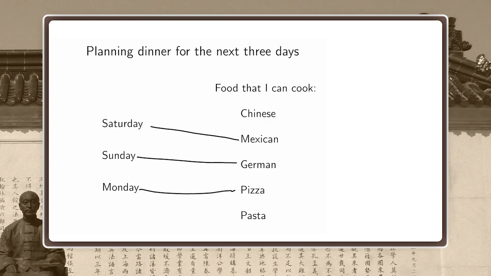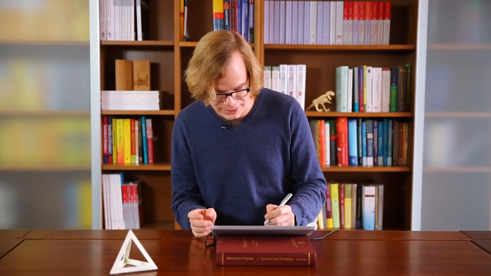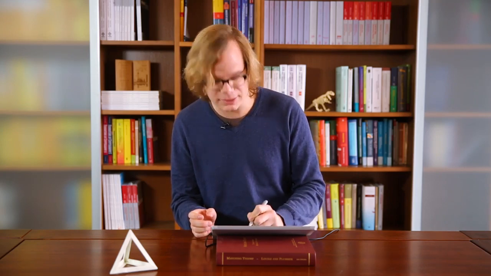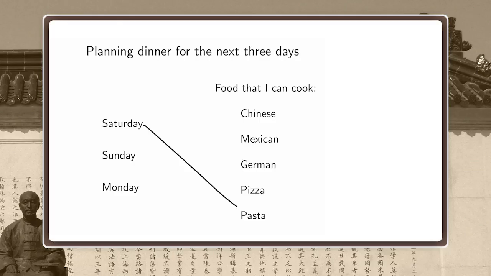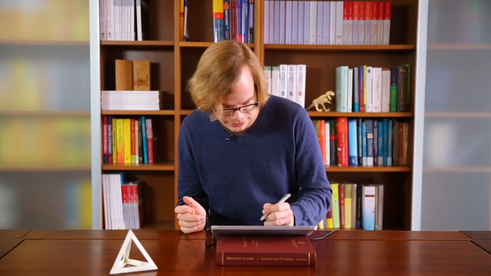I could also be lazy and say, well, on Saturday I make pasta, on Sunday I make pasta, and on Monday I make pasta. Now that's probably a boring dinner plan, but for now this is actually allowed. So I have no restrictions, I just have to cook 1 dinner per evening. So now the question is, how many choices do we have? How many choices do I have to cook dinner for the next 3 days?